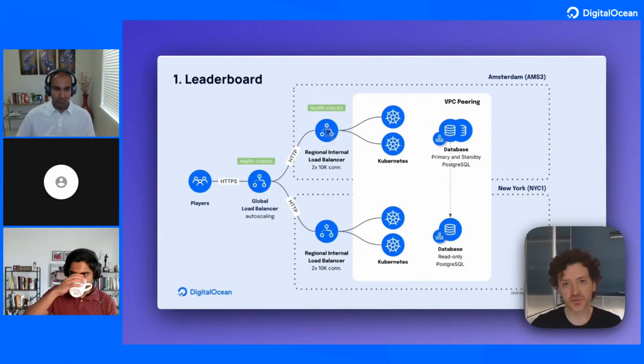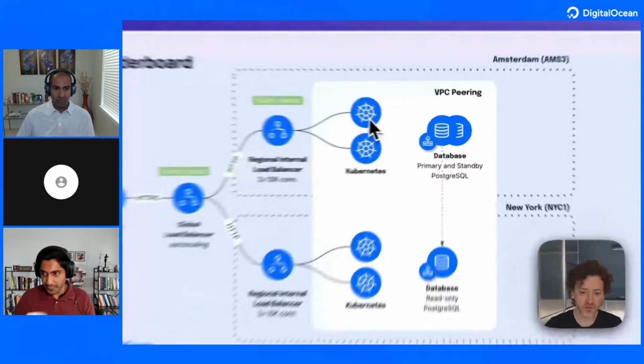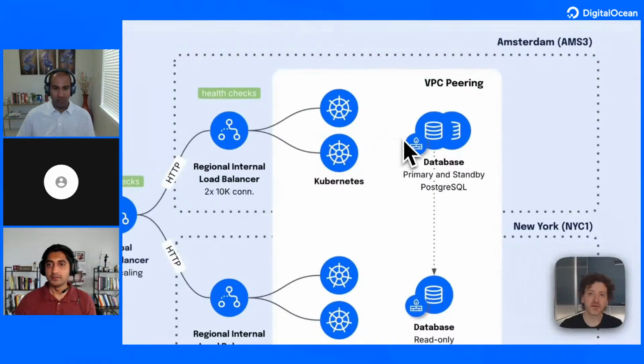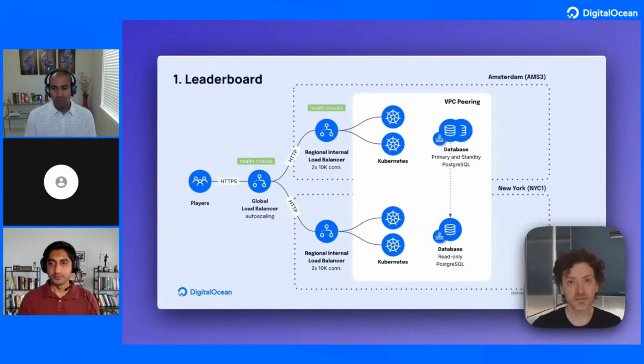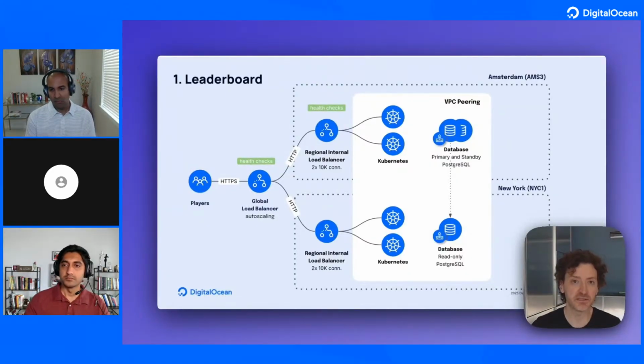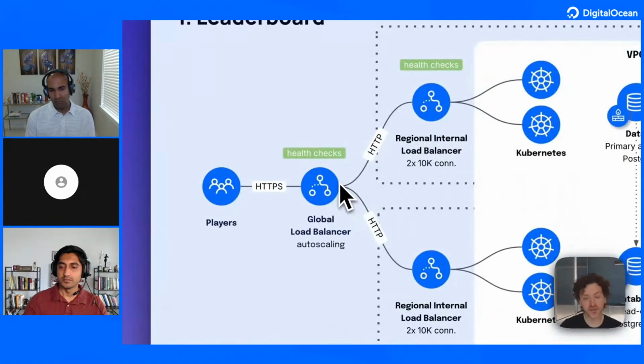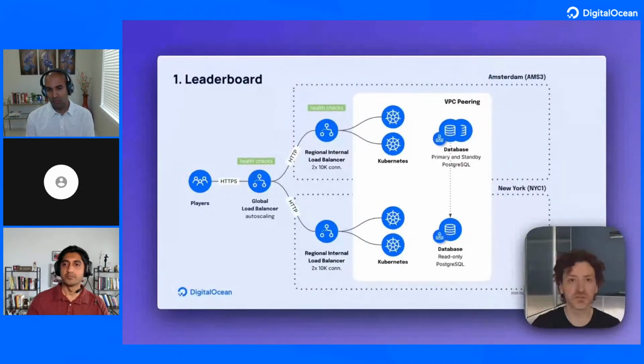So the leaderboard runs inside containers on our managed Kubernetes, and the gaming data is stored in managed Postgres in both locations. In this case, the leaderboard application runs in Amsterdam and New York, and we can add more regions if we need this later. And as I mentioned, the key part of this setup is the global load balancer that routes traffic to the region closest to the player in terms of latency.